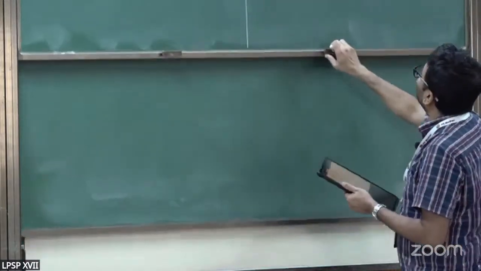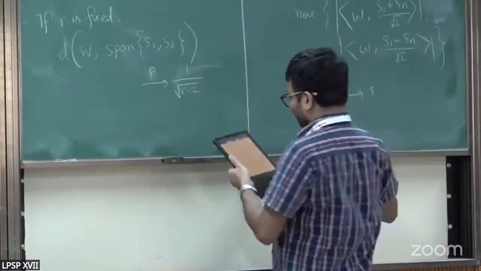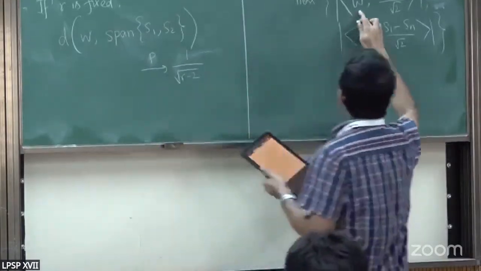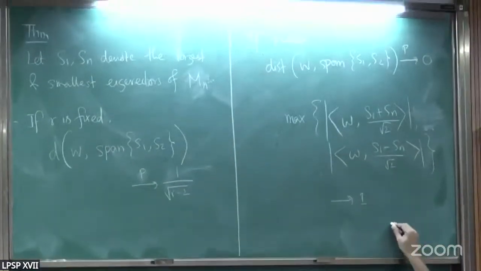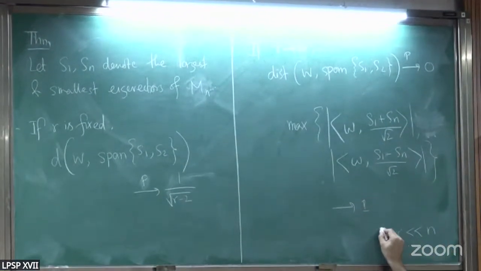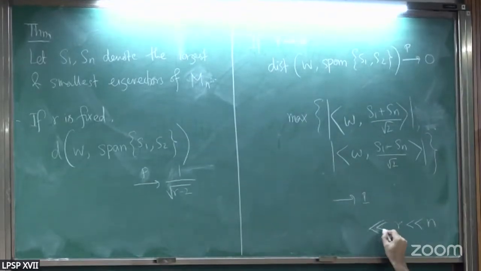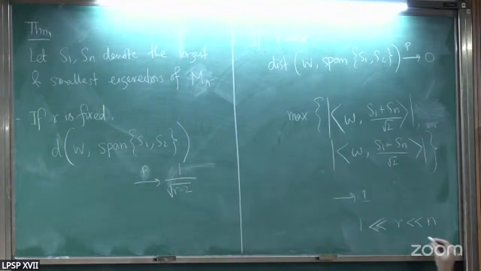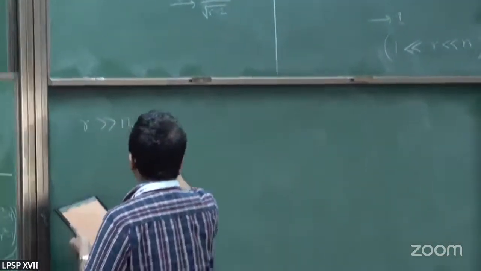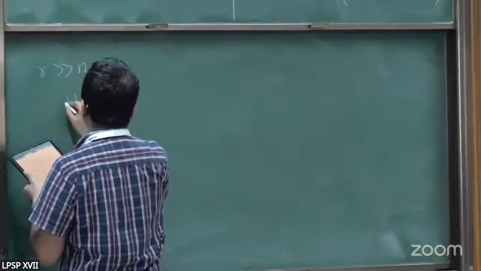So this is kind of interesting. This result, that W aligns with one of these two vectors, is only valid when R is going to infinity, but at a slower rate than N. In that case, W will align with one of these two vectors. But at N, something interesting happens. If R is much bigger than N, then W aligns with either S1 or Sn.